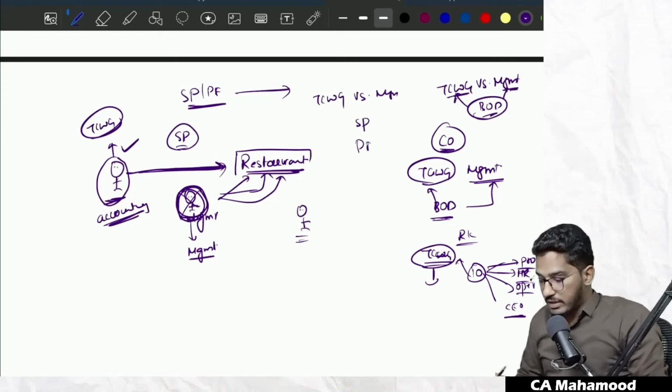Clear? Whatever it is, one thing you have to make clear: the definition you have to remember. All this you keep aside, the definition is very, very important. The persons or organizations with responsibility for overseeing strategic direction and who are responsible for obligations relating to accountability, those people in the organization, we call them those charged with governance. Okay, we understood who are those charged with governance.